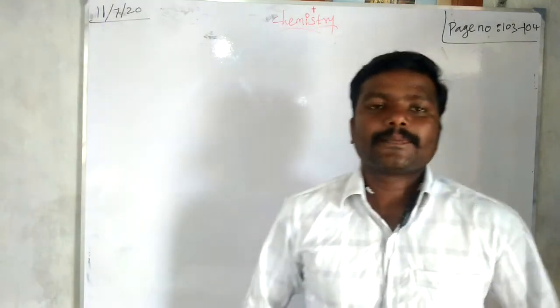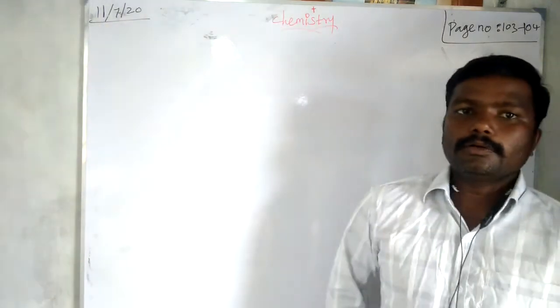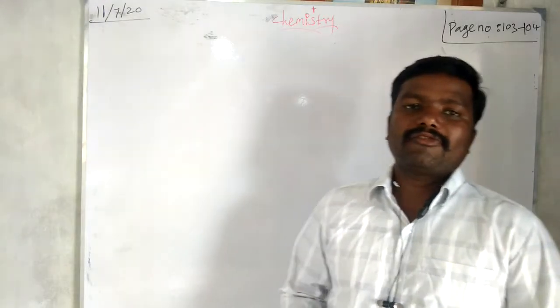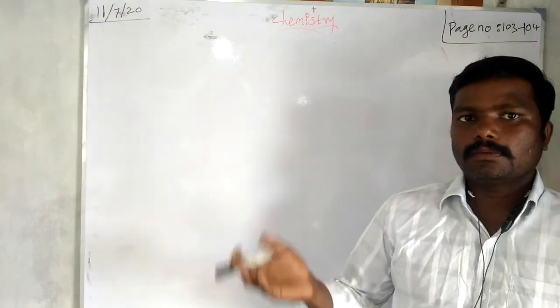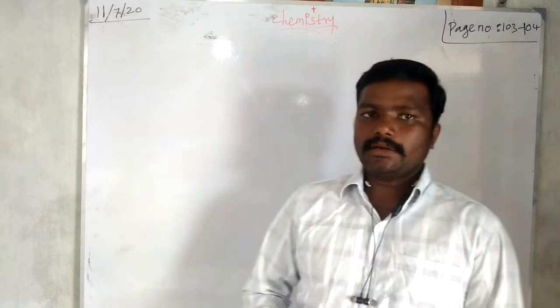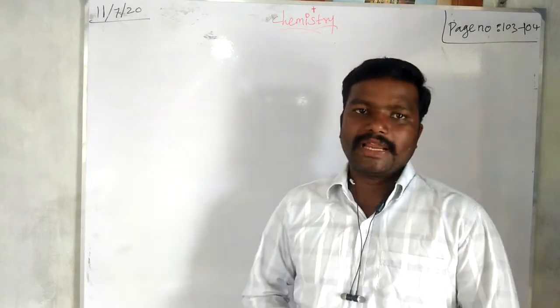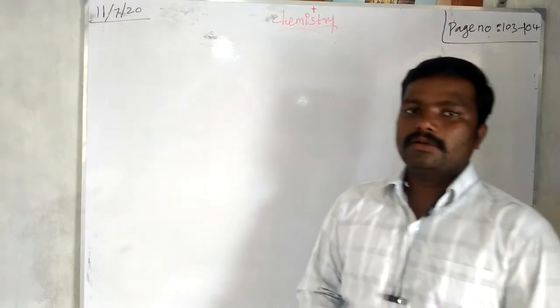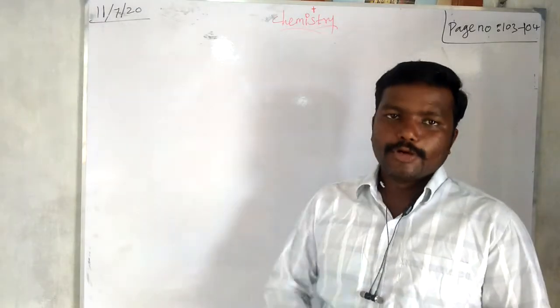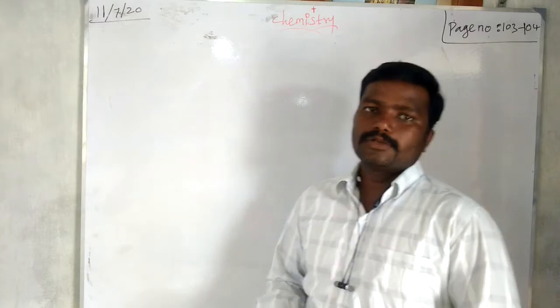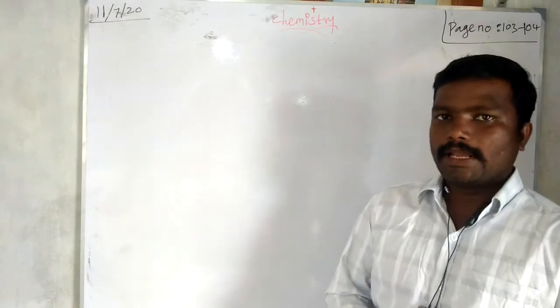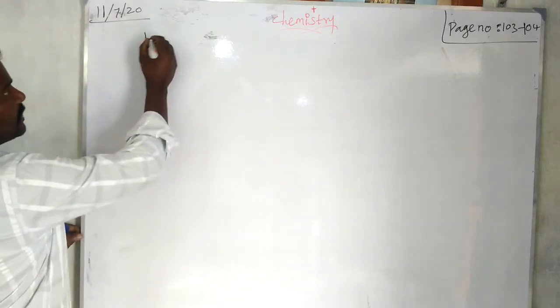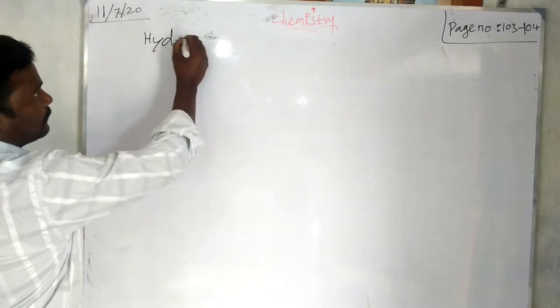Hello students, today we are going to learn about preparation of hydrogen. In the previous class we studied three types of isotopes of hydrogen. What are the three isotopes of hydrogen? Protium, deuterium, tritium. One by one we are going to prepare them today. First we are going to prepare hydrogen.